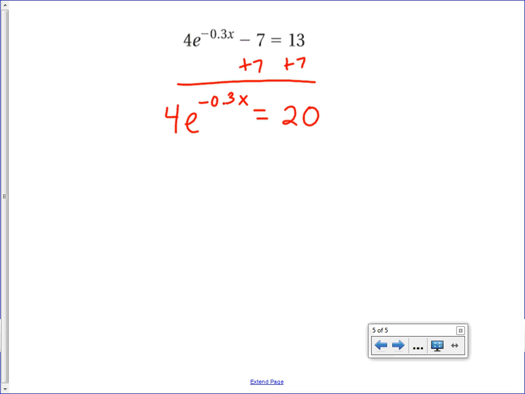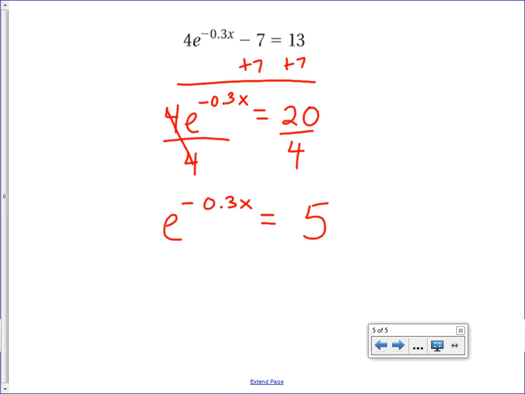I'm still not ready to log it, because I can still get rid of this 4. This 4 has nothing to do with the exponent either. We might as well divide both sides by 4 and get rid of that. So it'll be e to the negative 0.3x equals 5. All right, there's no way I can get these to have the same base. That's my clue that I'm going to have to log both sides.